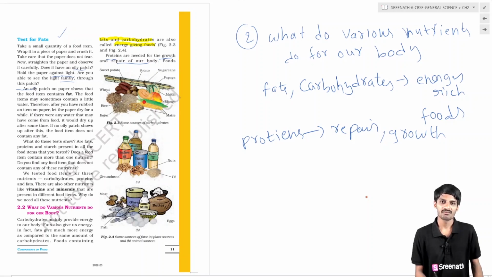Then what are the sources of fats? It is sunflower oil, mustard oil, coconut oil, soybean oil, nuts, groundnuts, til. All these are sources of oils, plant-based oils, plant-based fats. Now these are the animal-based fats. What are those? Meat, fish, ghee, milk, butter, cream, eggs. These are the fats which are from animals, and the others are fats and carbohydrates which are from plants. All these are the sources.